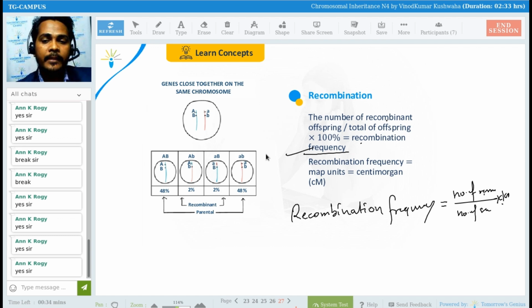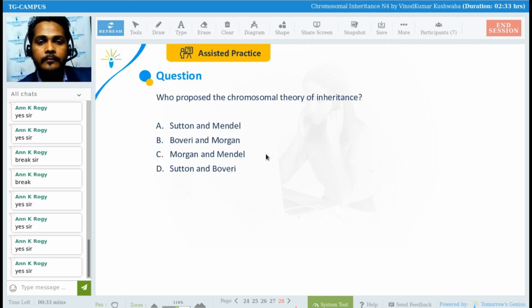And this recombination frequency can be measured in map units or in centimorgans. So if there is 1, we can say 1 centimorgan, and you can write 1, 2, 3, 4, 5 centimorgan like that.